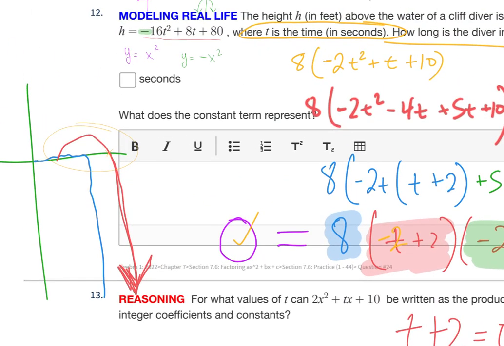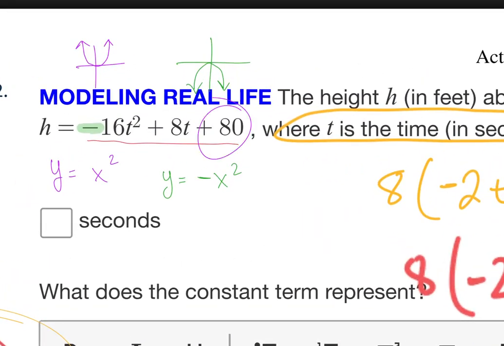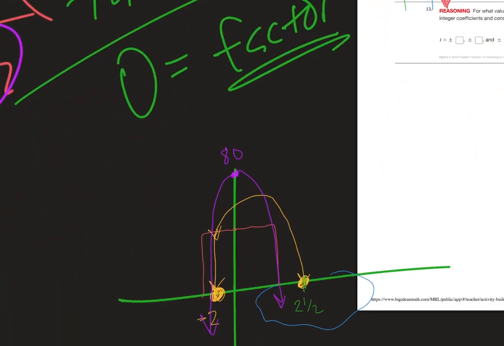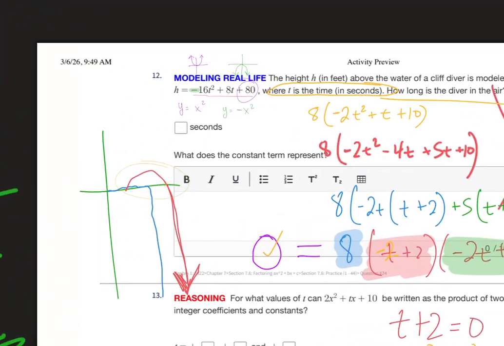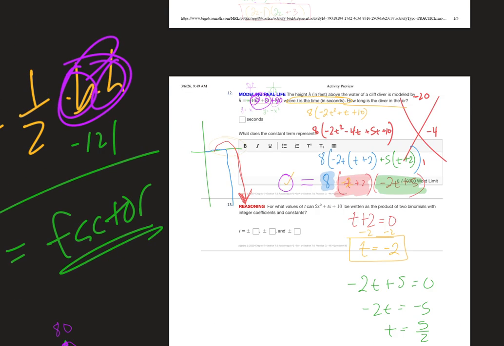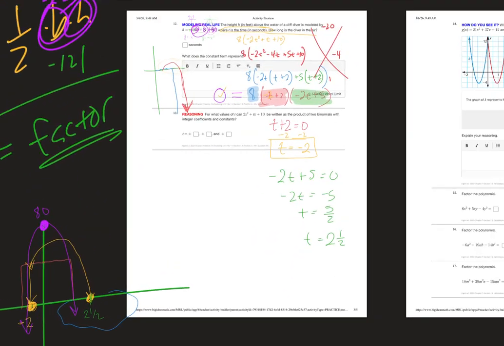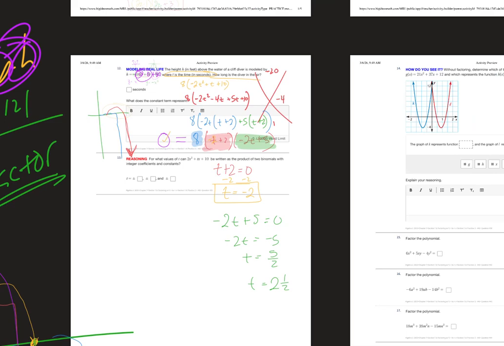Now it does ask, what does the constant term represent? I just told you. That thing is the y-intercept. How do I know that? Because if I plugged in 0 now, 0 times 16 is 0, 8 times 0 is 0. All that is 0 plus 80. Well, guess what? When x is 0, or in our case t, that's when you get the y-intercept. So that is the answer right here, and this is our answer right here.